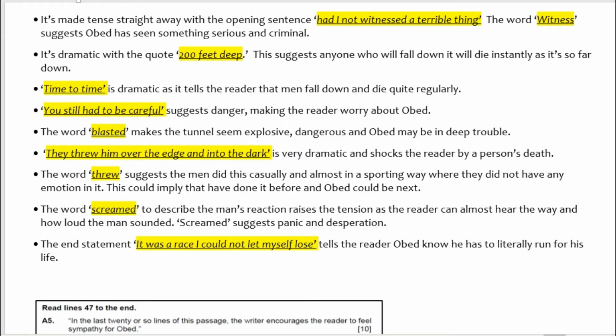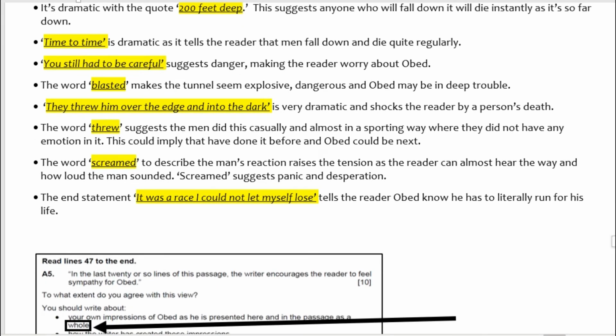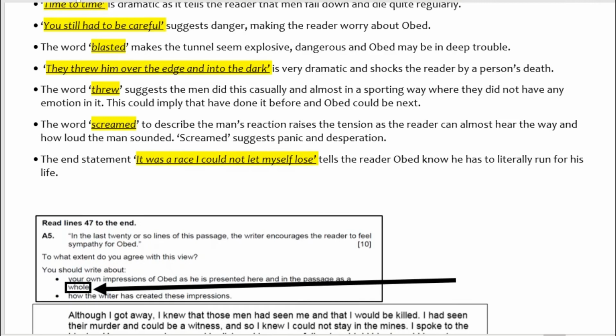This suggests anyone who falls down will die instantly. From time to time, people fall down, which is dramatic as it tells the reader that men will fall down and die quite regularly. Obed's told, it says, "you still have to be careful." This suggests danger, making the reader worry for Obed. The word "blasted" makes the tunnel seem explosive and dangerous, and Obed may be in deep trouble. "They threw him." This is the man who gets thrown over the edge and killed. "They threw him over the edge and into the dark." It's very dramatic and shocks the reader by a person's death. So I've zoomed in on that quote. The word threw suggests the men did this casually.